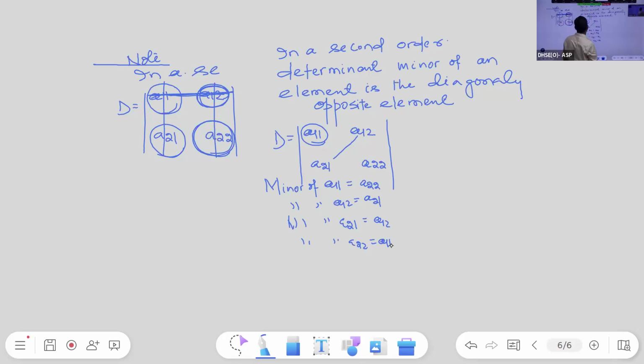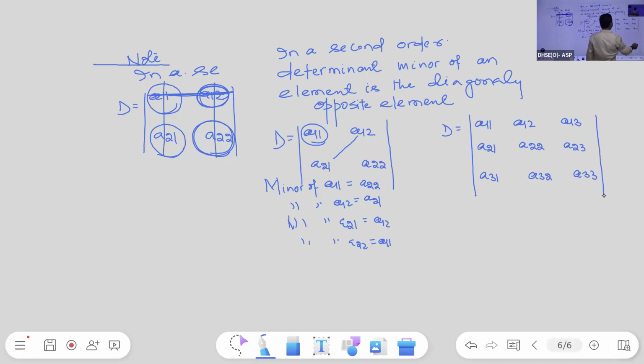Did you understand what is minor? Then come to the third order determinant. D is equal to A11, A12, A13, A21, A22, A23, A31, A32, A33. Right? This is the third order determinant.